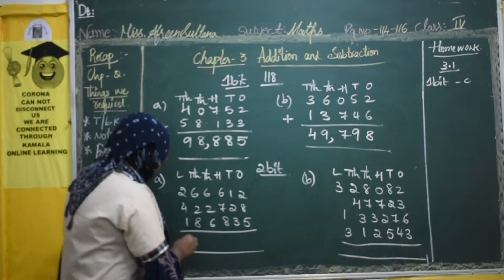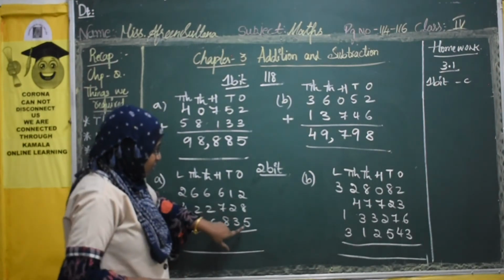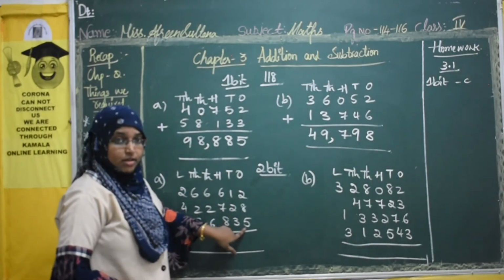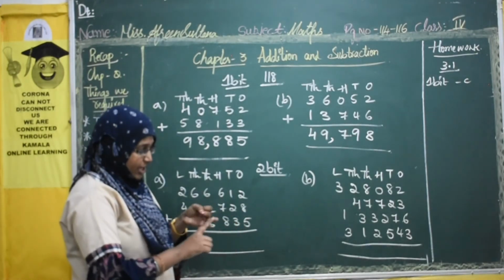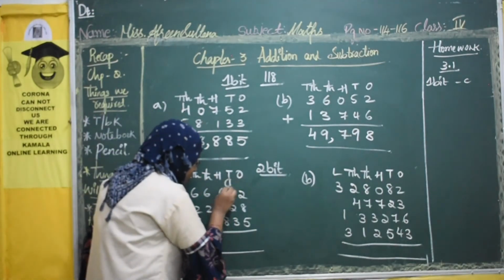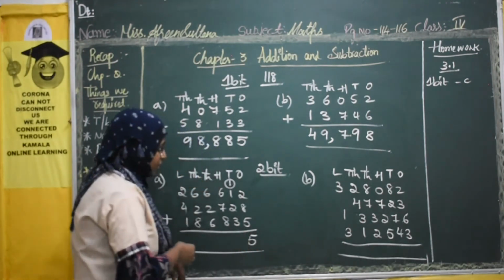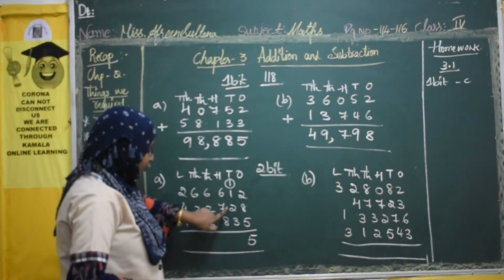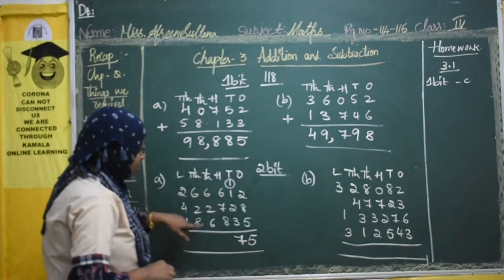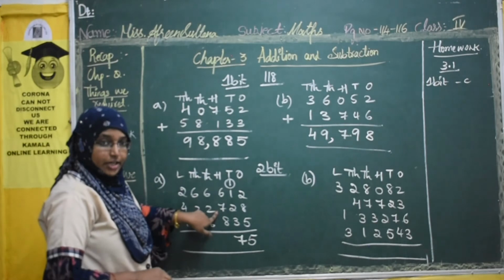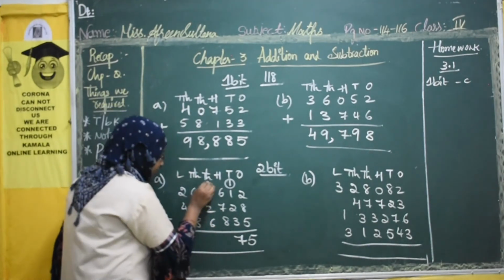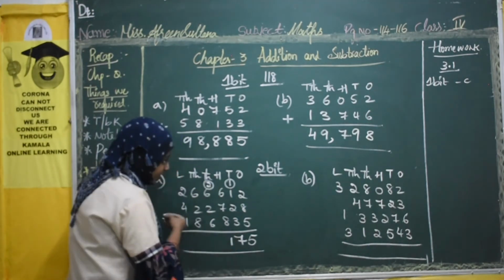So what we are going to do? We are going to add now 8 plus 5. 8 plus 5 is 13. Right? 8, 9, 10, 11, 12, 13. 13 plus 2 is 15. 1 carry, 5 will write down. Okay? 1 plus 1, 2. 2 plus 2, 4. 4 plus 3, 7. 6 plus 7, 13. 13 plus 8, 21. 13 plus 8 is 21.